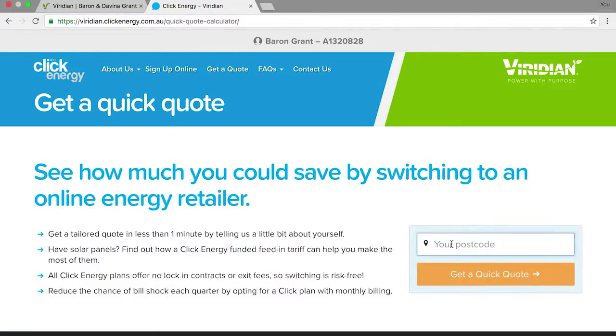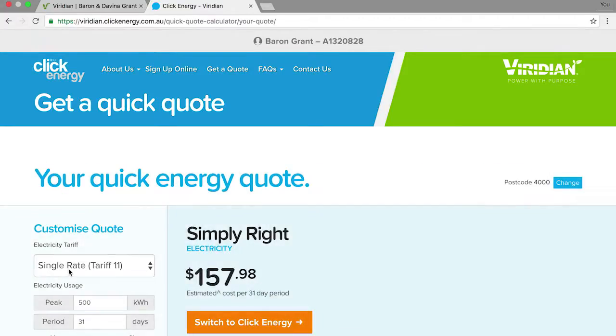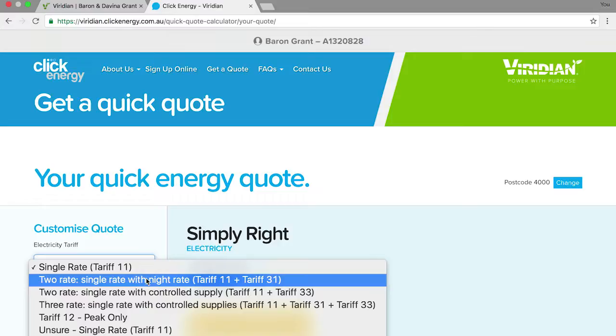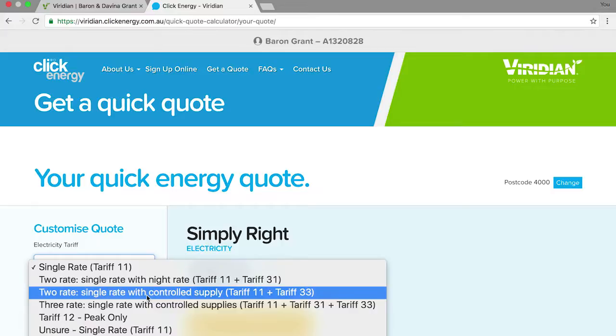Now we will go to the Sunshine State, Queensland, 4000. Again, we can see it's changed again in regards to what the classifications are known as. A peak only tariff or a domestic tariff in Queensland is known as a single rate tariff or tariff 11. Tariff 11 is the peak only rate that households will have in Queensland. Similar to New South Wales, Queensland is based quite strongly around the controlled load. However, they don't call it controlled load in Queensland. They call it Tariff 31 or Tariff 33.